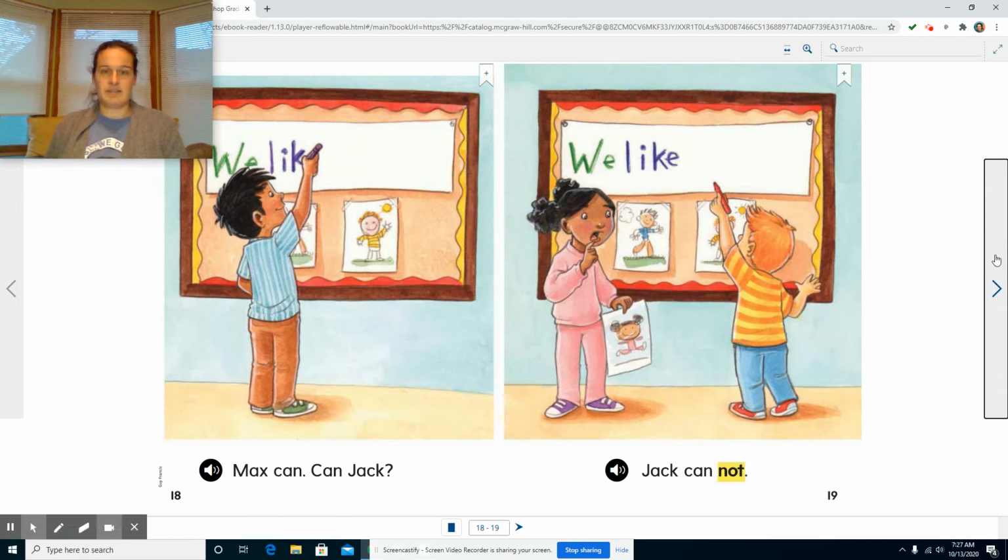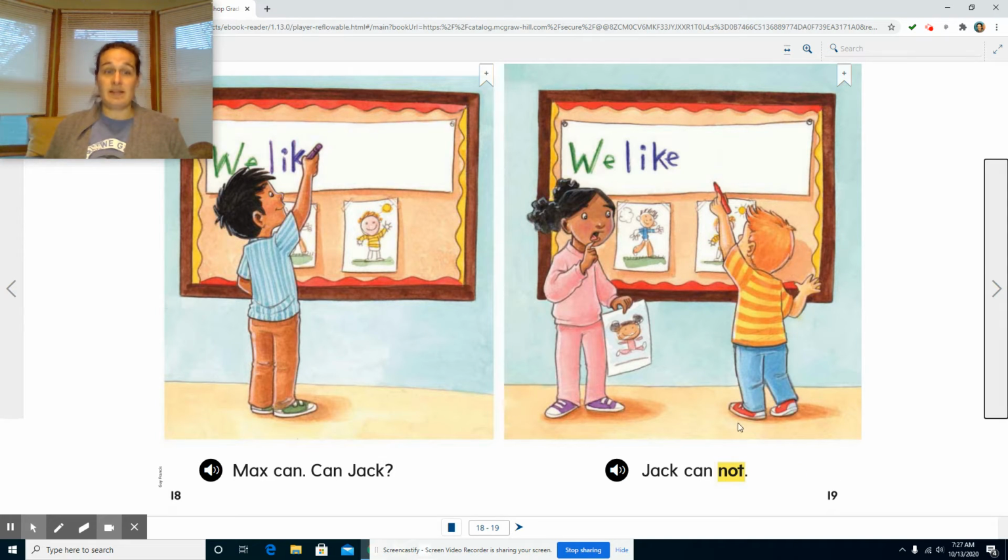Now let's take a look at the middle of the story. So here we see in the middle, here is Max again, and it says Max can Jack. So it looks like Max, what is Max able to do? Well, he's able to write. He's able to write up here. Jack cannot. What is Jack not able to do? Jack, as hard as he tries, cannot reach up here to write. And it looks like Nan notices that he isn't able to reach up here to write.